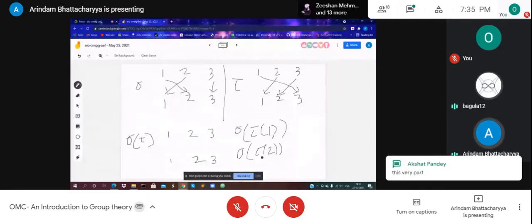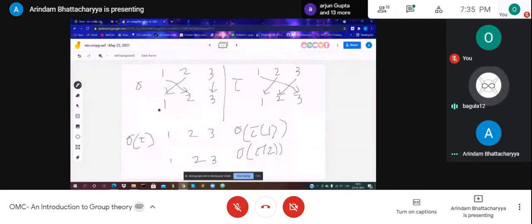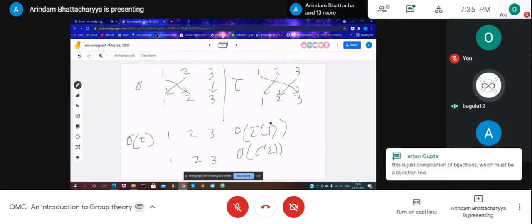We have tau, and tau is a function which takes 1 to 3, 2 to 1, and 3 to 2. So if we talk about the inverse of tau, then the inverse of tau would be the function which takes all these things back. So the inverse of tau will take 1 to 2, 2 to 3, and 3 to 1. Okay, right. You just reverse the maps.